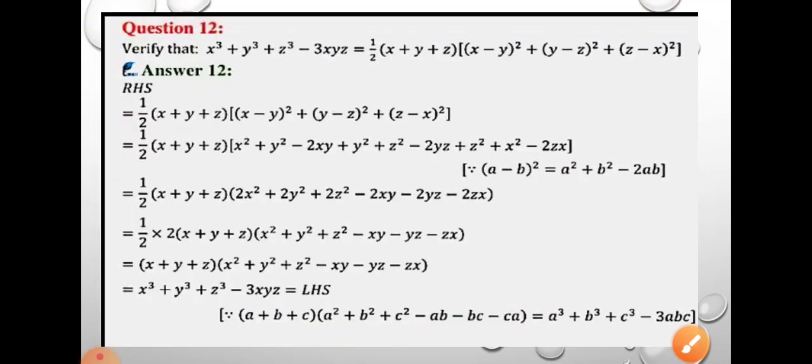Next one, verify the following. You are given x cube plus y cube plus z cube minus 3xyz is equal to half of x plus y plus z into (x minus y) square plus (y minus z) square plus (z minus x) square.